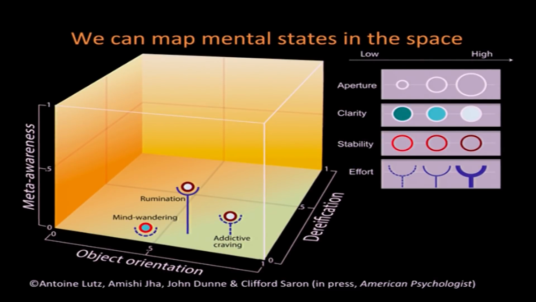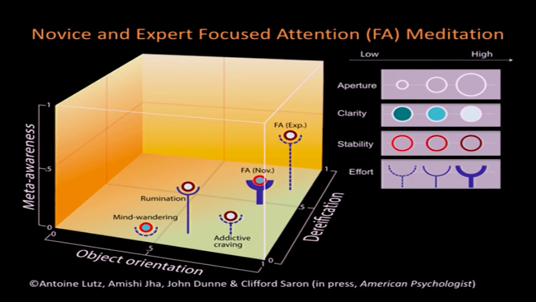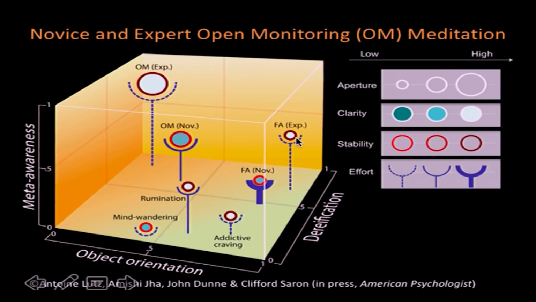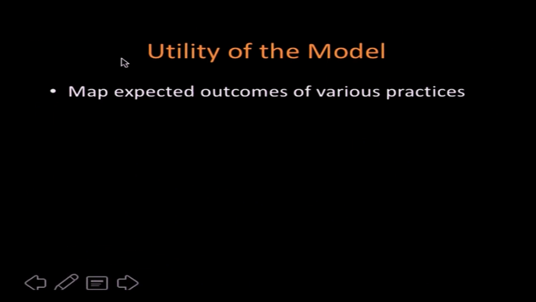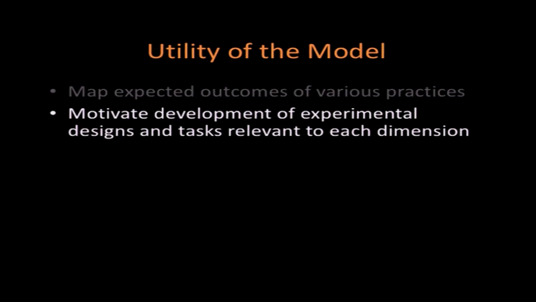You can think about rumination and mind wandering in this space. You can also think about focused attention: for novices, a lot of effort; for experts, much less effort and more meta-awareness. And then practices like non-dual practices or spacious awareness practices, open monitoring, more awareness of meta-awareness. This model could allow us to begin to conceptualize designing experiments to track where people are in this kind of topological state space over time.